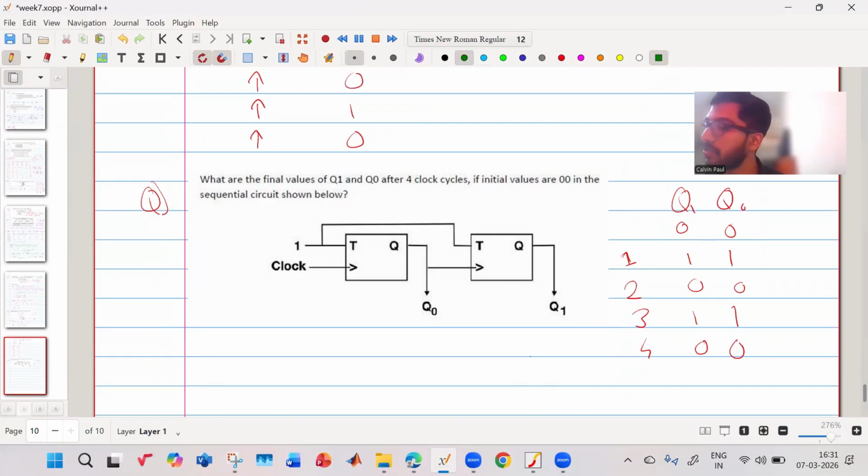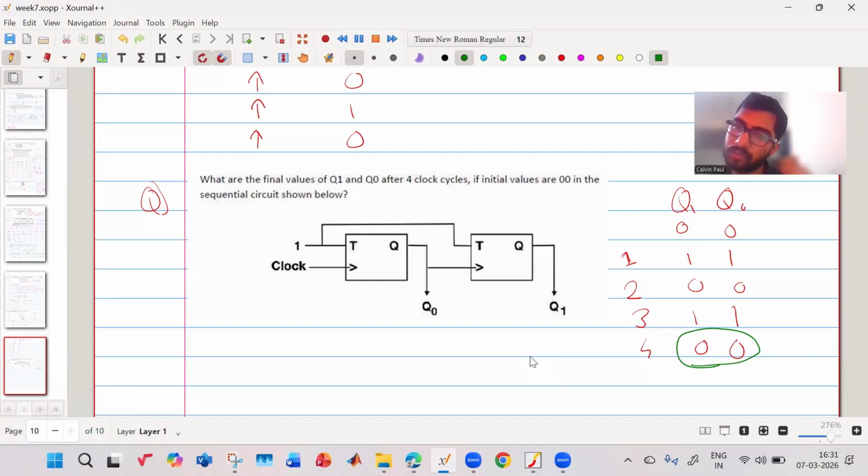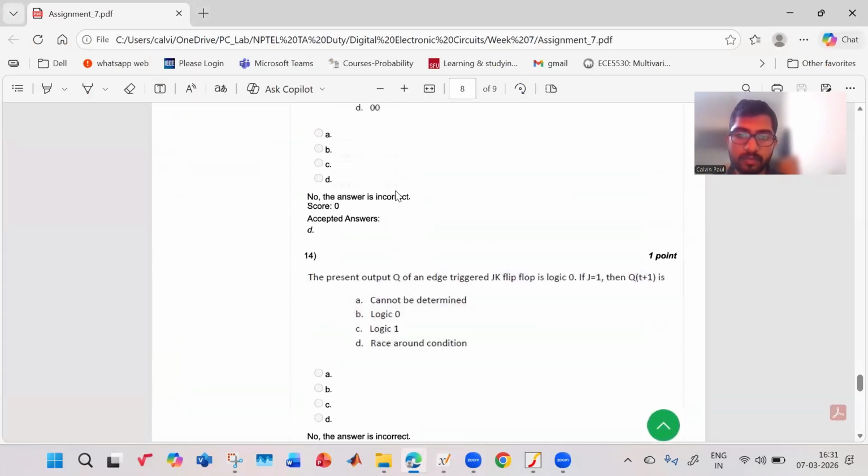Your 0, 0 is the output. Simple T flip-flop logic. Not too hard to understand. Let's go to the next question.